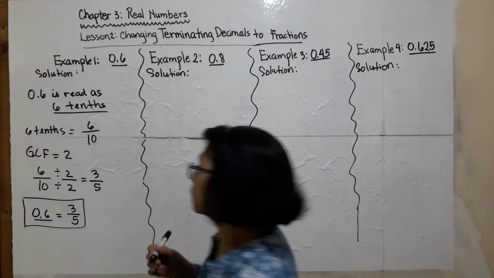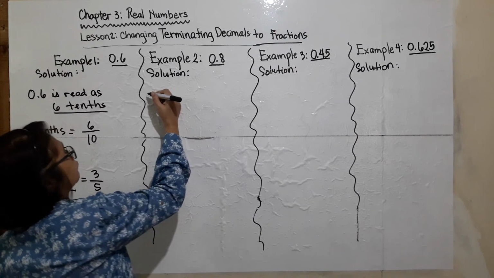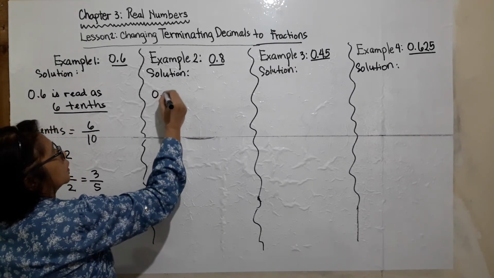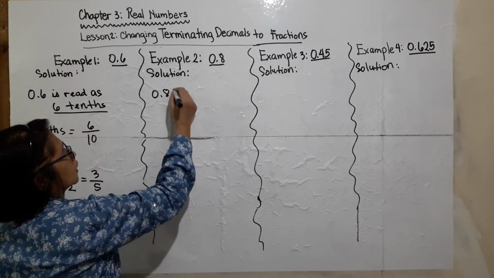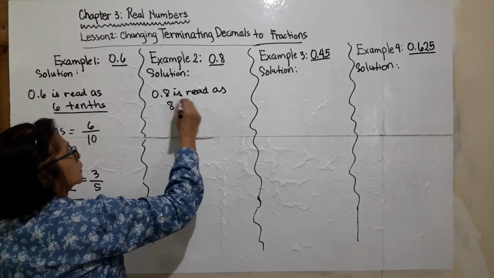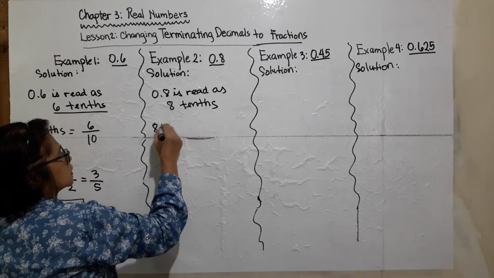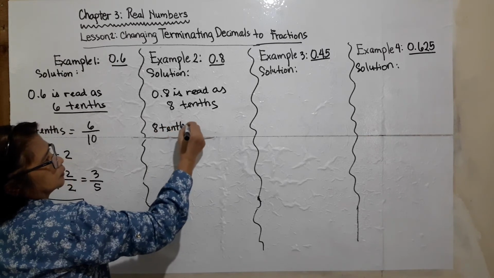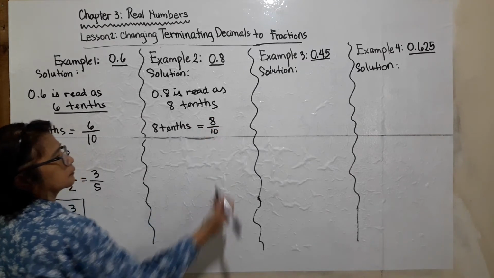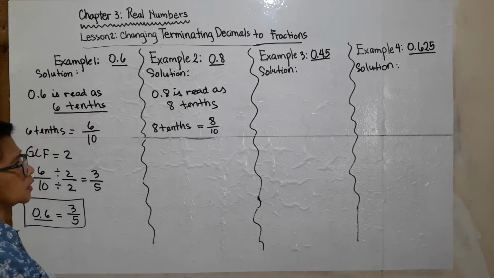Example 2 is 0.8. So 0.8, if you are going to read it correctly, is read as 8/10. And 8/10 is read as 8/10. But 8/10 is not yet in the lowest form or simplified form.